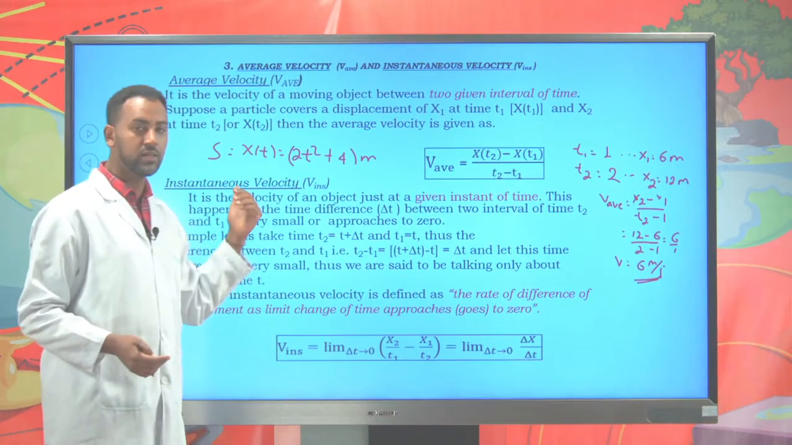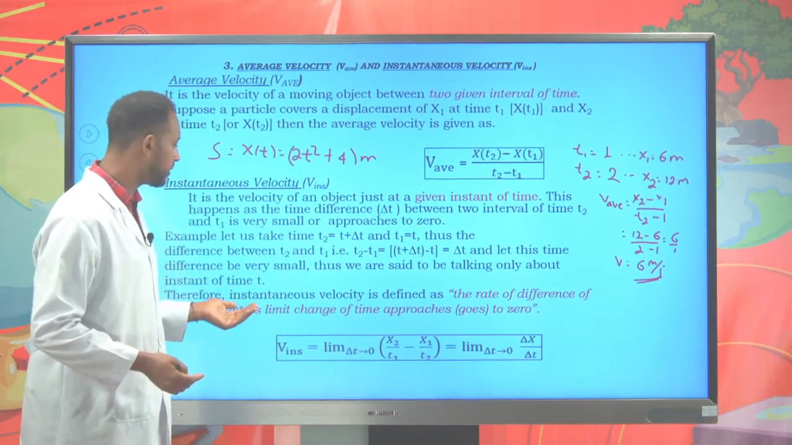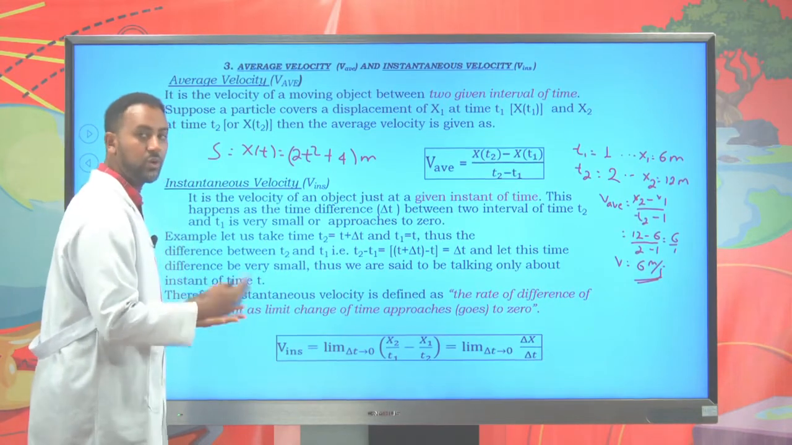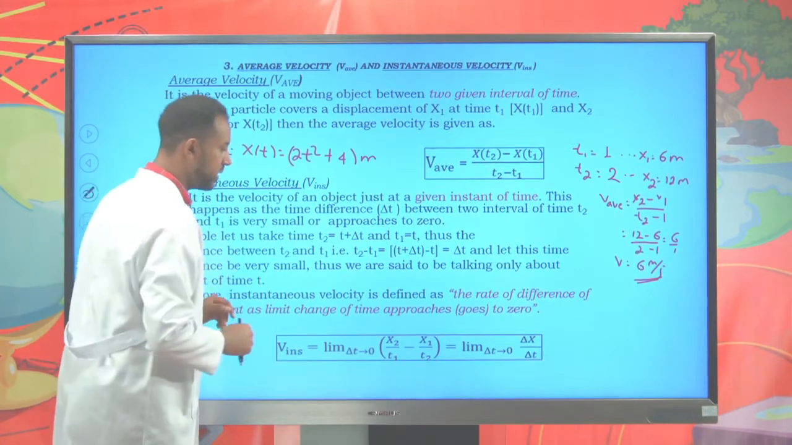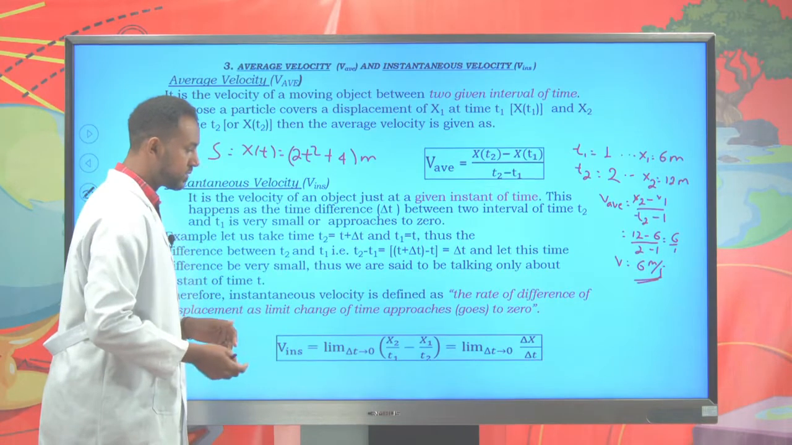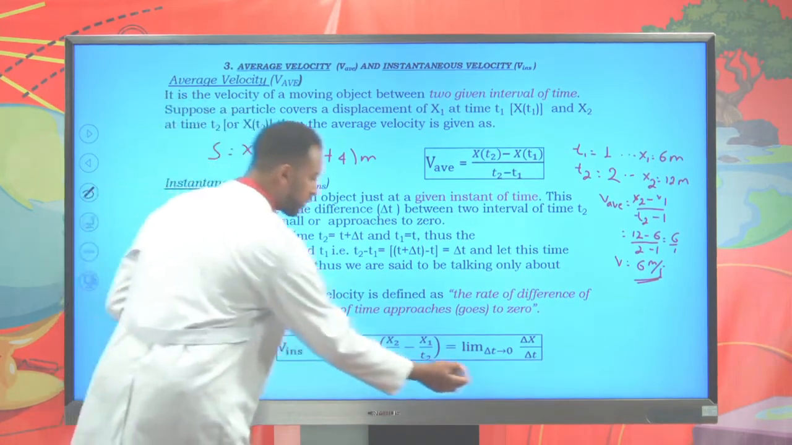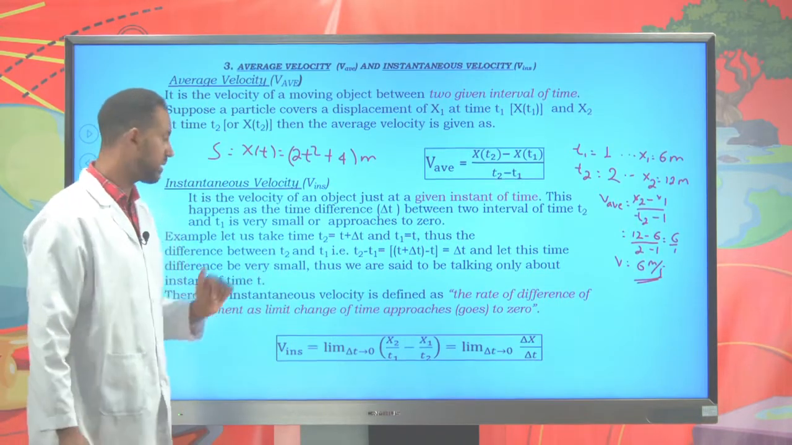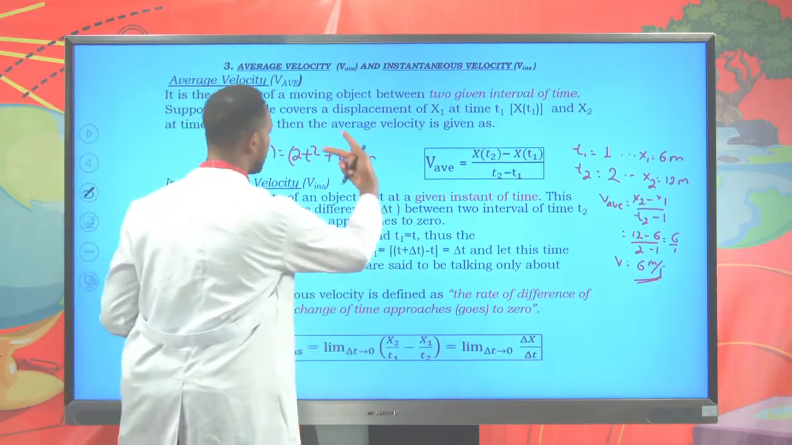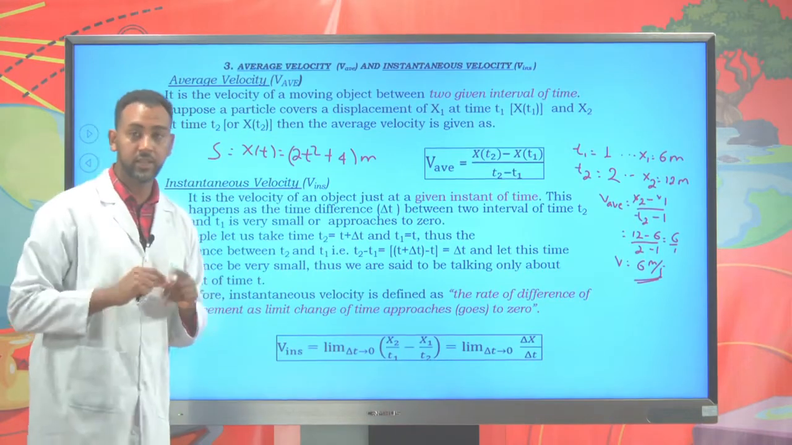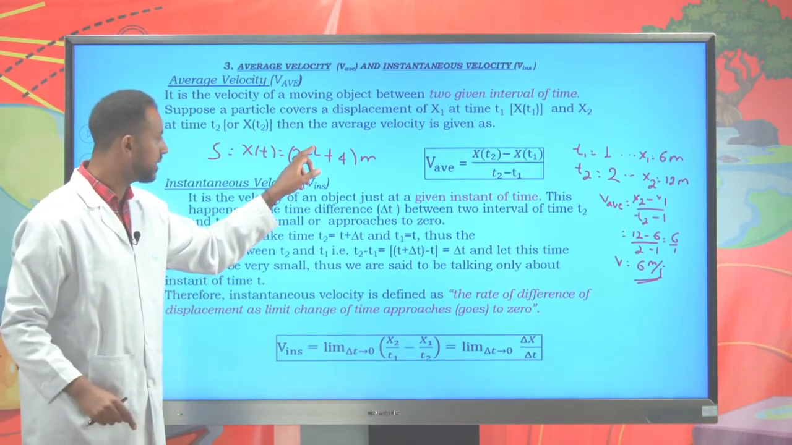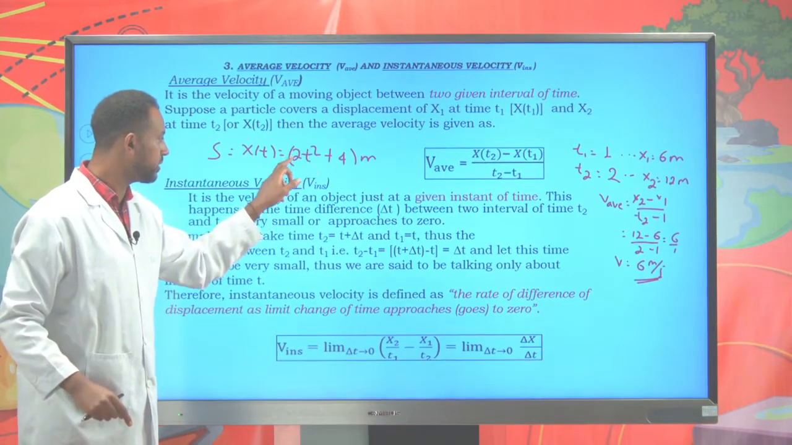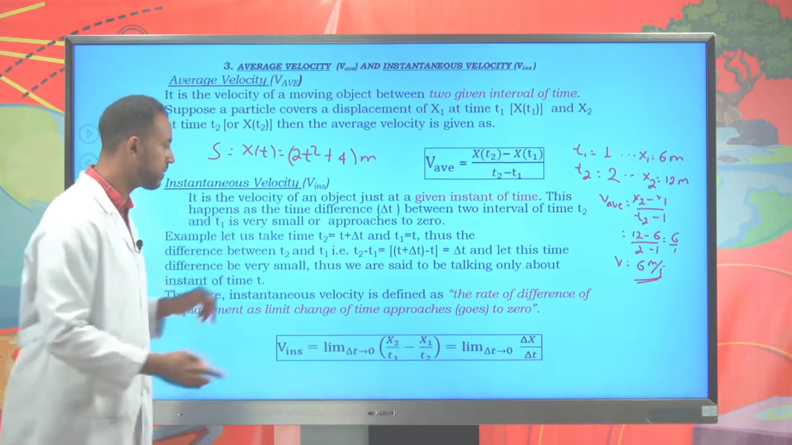To find the instantaneous velocity, we have to use a mathematical approach known as limit or derivative. Actually, you have learned this in your mathematics lesson. So it's possible to use the derivative techniques or the limit techniques. Therefore, it's possible to differentiate these functions and find the instantaneous velocity. How do we differentiate? Well, it's a mathematical approach. We have to use the derivative.